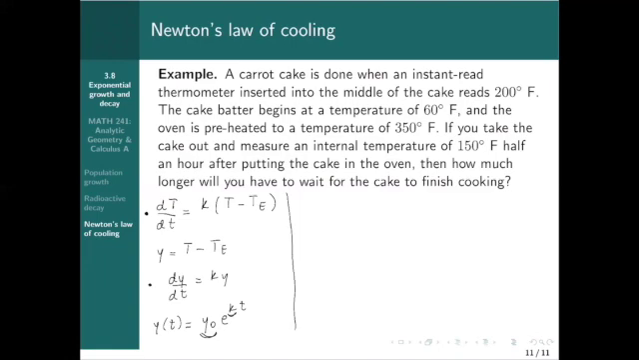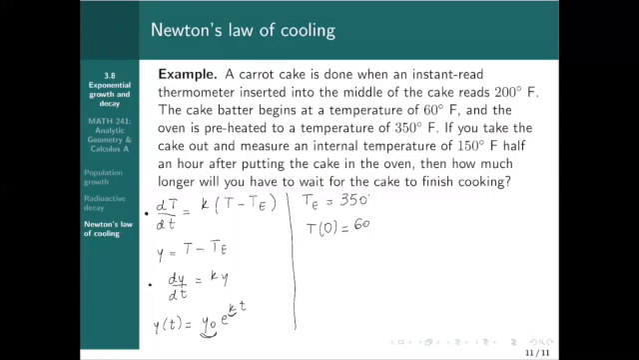So let's see some information that we have about this problem. First, the temperature of the environment, we are going to consider it to be 350, because that's the temperature of the oven where the cake is going to be put. So the initial temperature of the batter is T of 0, that is equal to 60 degrees.